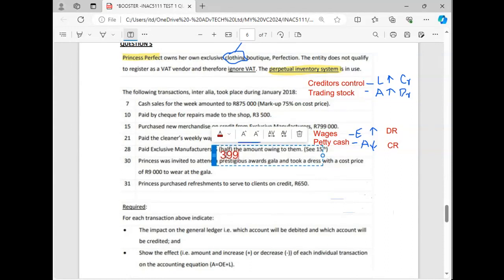The half, you said 3,000. Okay, guys, this is the half of the amount that we're going to pay. The two accounts.